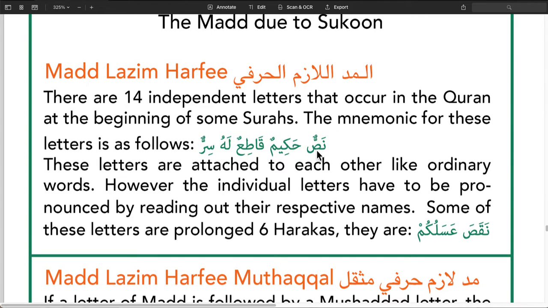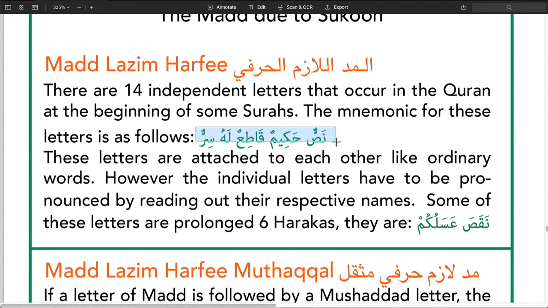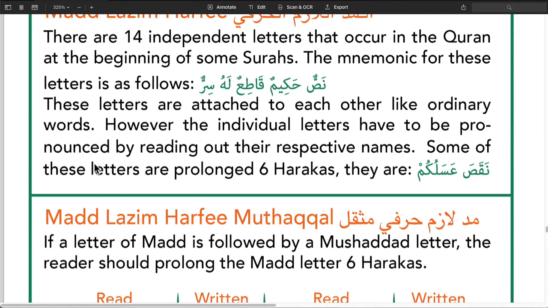We have the noon, the sad, the ha, the kaf, the ya, the mim, the qaf, the alif, the ta, the ain, the lam, the ha, the sin, and the ra only. Not all the letters of the alphabet are used in the beginning of a certain surah. These letters are attached to each other like ordinary words.